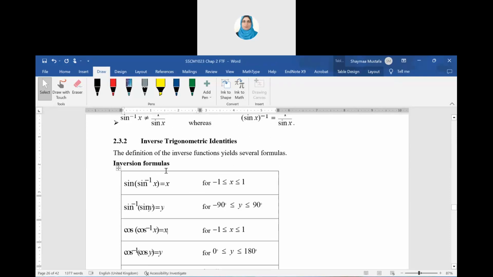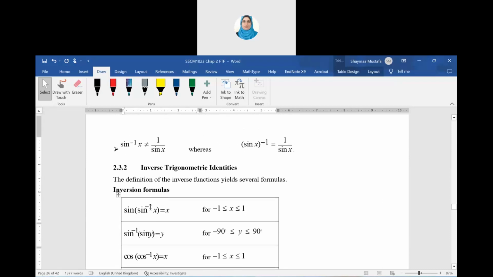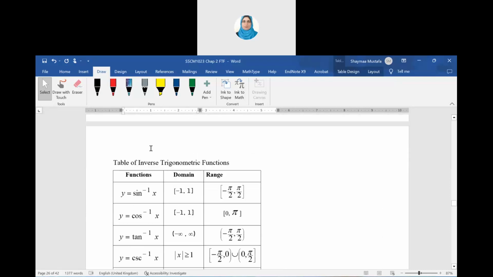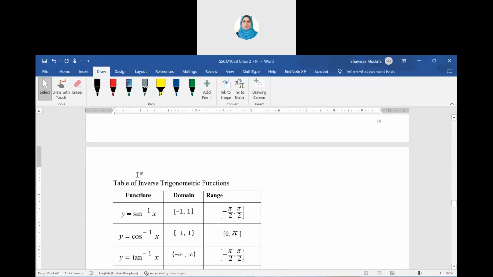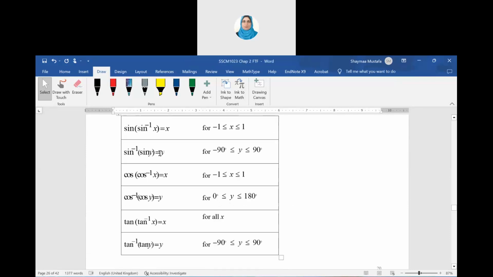But is it always true? Also, tan of tan inverse y should be equal to y. But the question is, is it always true or not? I mean, these relations: sine inverse sine x equals x, sine of sine inverse y equals y, cos inverse cos x equals x, cos of cos inverse y equals y, tan inverse tan x equals x. Is it simply like that? Is it always true? The answer is no.